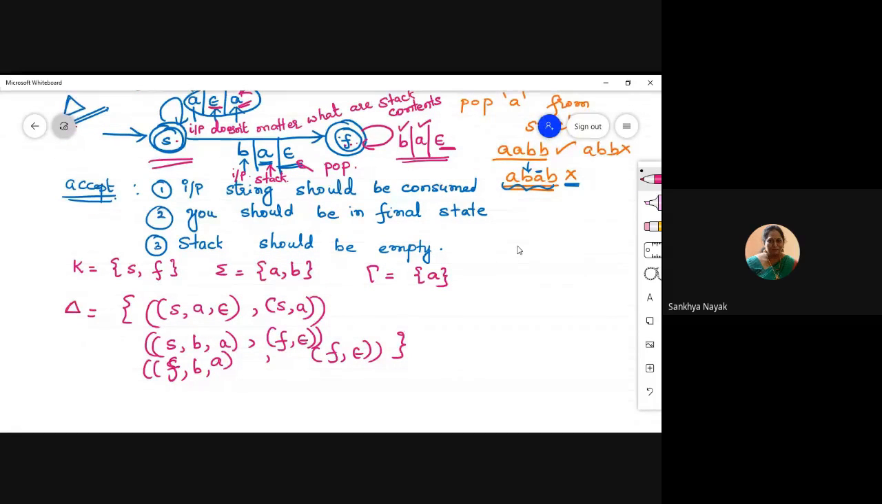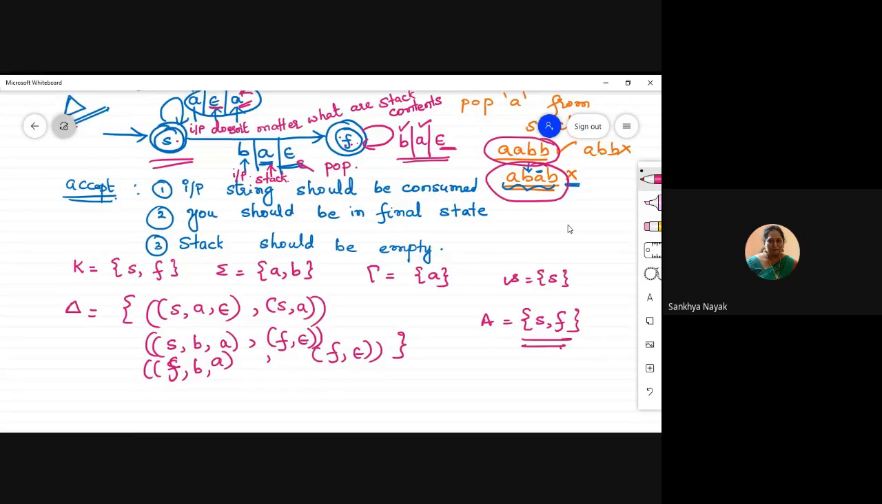So which is the starting symbol here? We have used S itself as the starting symbol. And what are accepting states? Both S as well as F are accepting states. Okay. So this is how you design a PDA for A power n and B power n. Now let us take this as well as this and see what happens.